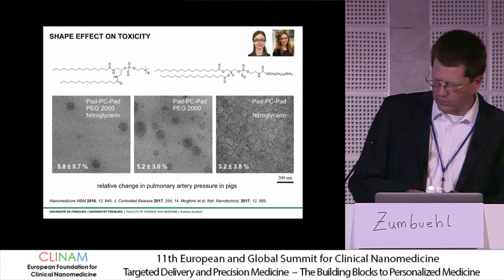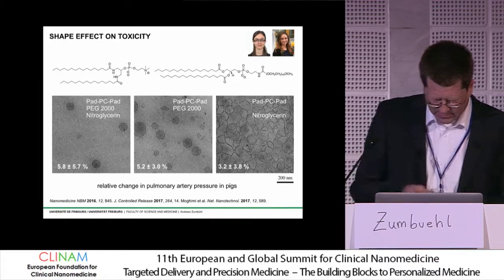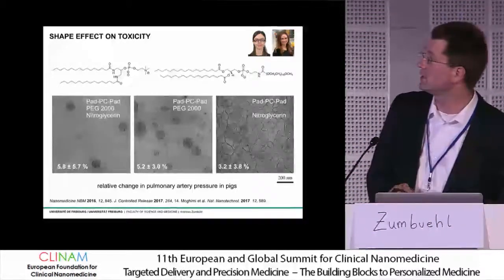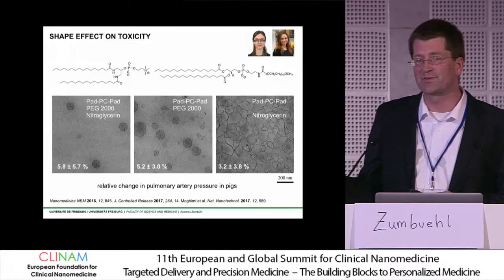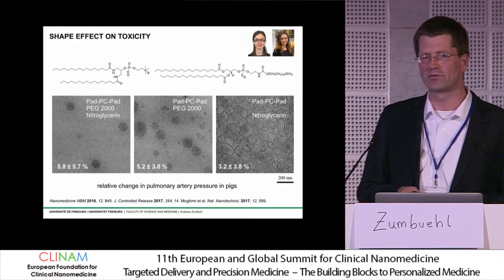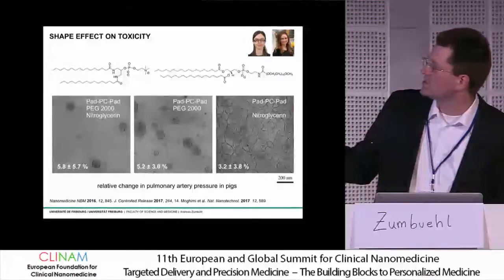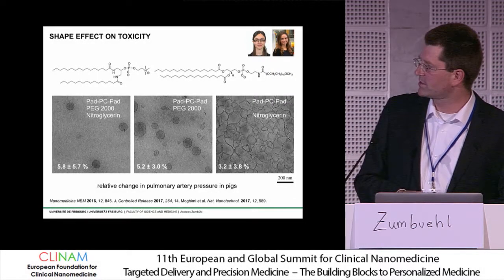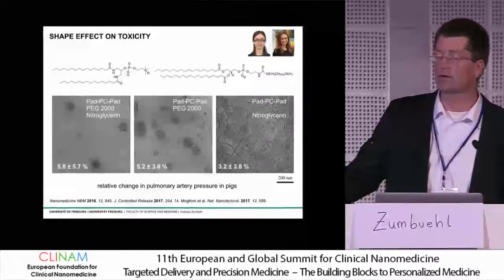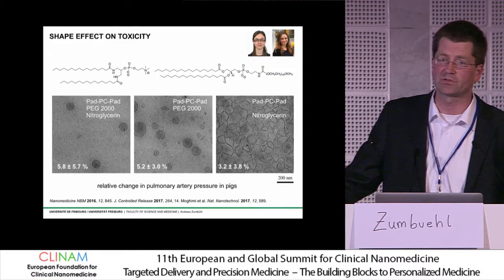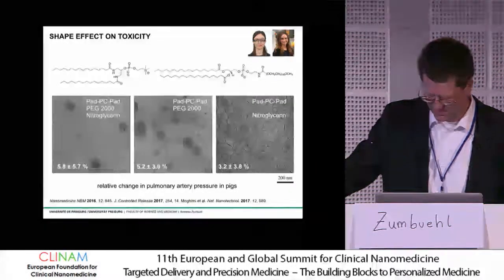And I also want to come to a nice paper that was presented by Moghimi last year, where he actually said, you know, it's strange, but spherical particles are more toxic than non-spherical particles. And this is shown here. This is the pulmonary arterial pressure going up, and here we have injected round spherical particles, and they're much more toxic than the non-spherical particles that we now are developing.